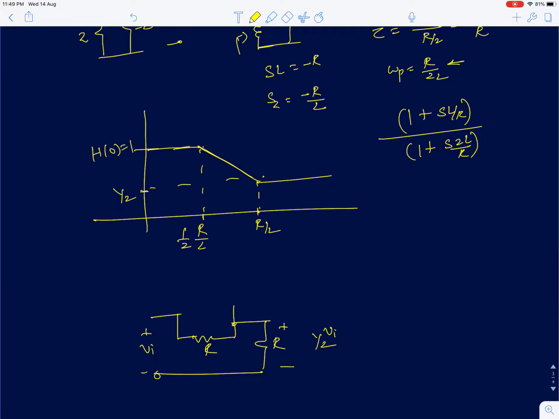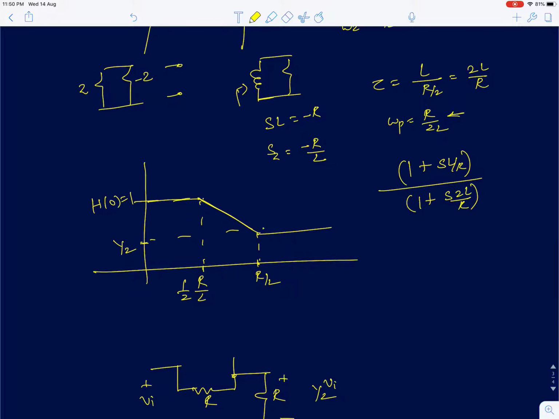And as I said, we don't need to find the high frequency gain separately. You can get that high frequency gain once you write the transfer function. For the transfer function, you just need to know the low frequency gain, poles and zeros, then the high frequency gain is uniquely determined by them.